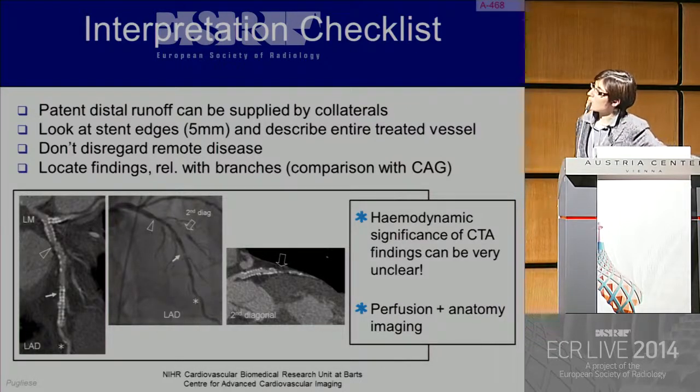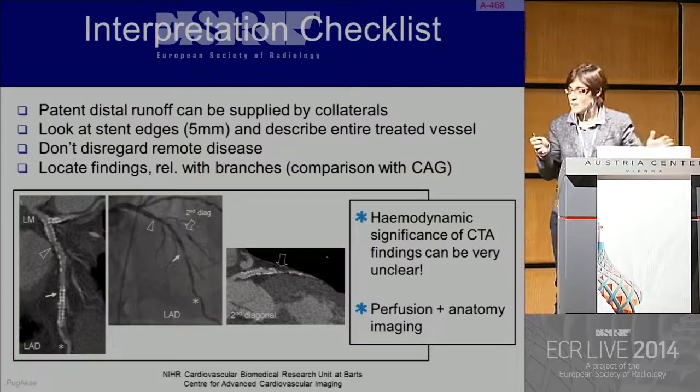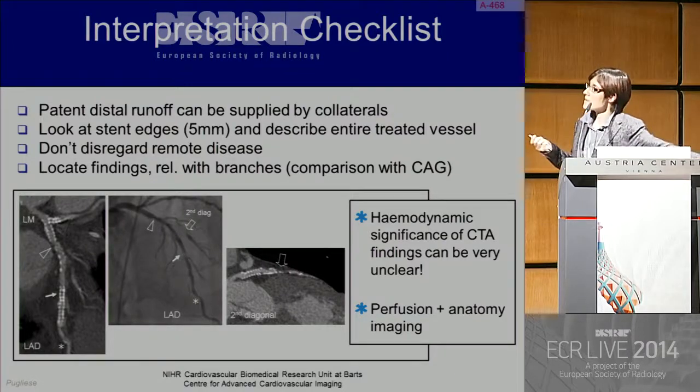Okay, so a quick practical checklist for interpretation. I think these are some points I haven't mentioned earlier. So remember, when you see a distal runoff, distal to a stent, you see a patent vessel. The patent distal runoff can be supplied by collaterals, so it does not necessarily imply that the stent is fully patent. Remember that stent edges, 5 millimeters proximal and distal to the stent, undergo the injury of the ballooning, but they are not covered by the stent.